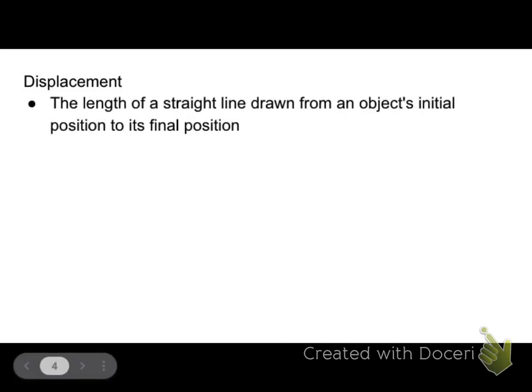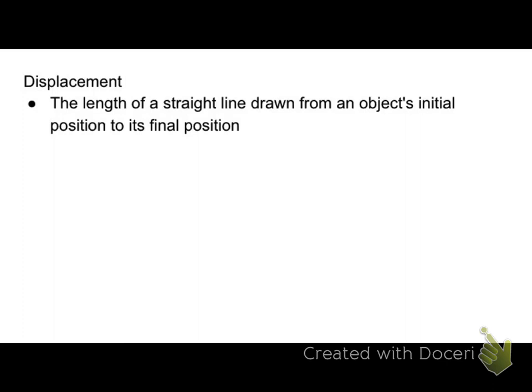So now that we've talked about how we can tell if an object is moving, we're going to discuss a little bit about measuring that movement. And the first way that we measure movement is using displacement. The length of a straight line drawn from an object's initial position to its final position is your displacement. So where you started to where you ended, the shortest possible line in that direction.